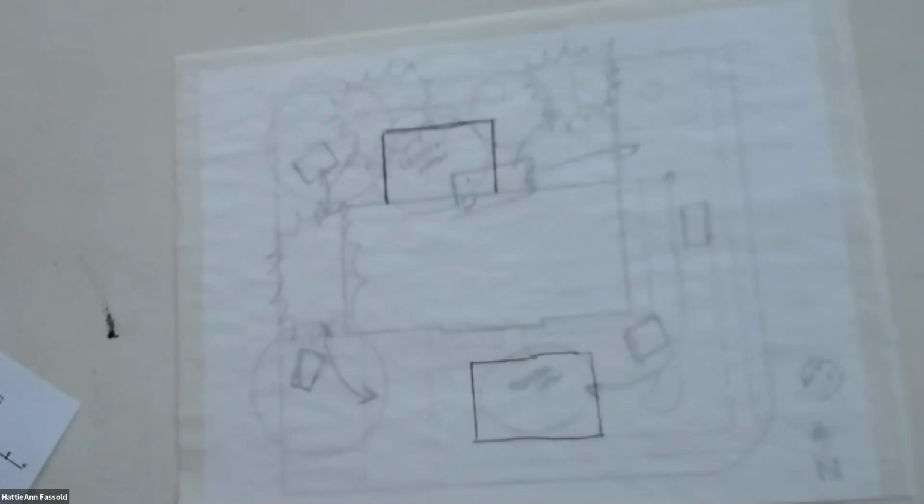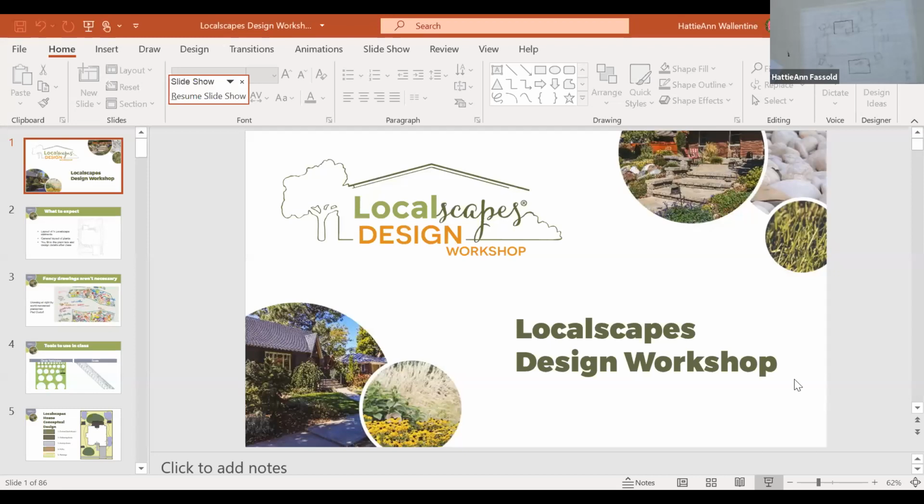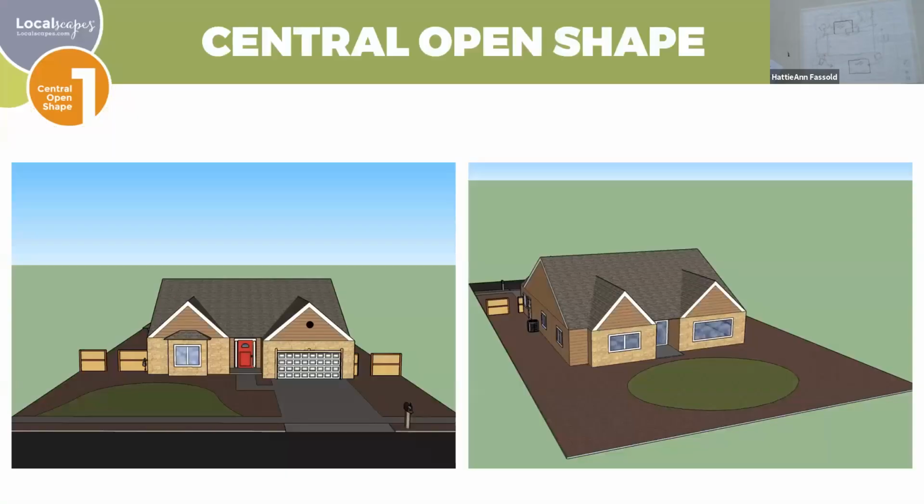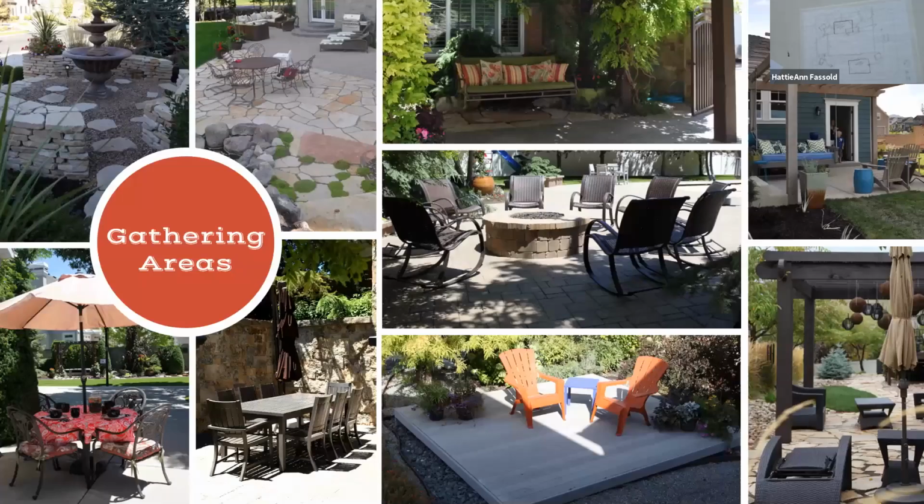Okay, so that's central open shapes. Let's go back to my presentation. There we go. Okay. So now, oh wait, so here's our central open shapes on our 3D model, right? So they have them all made there.